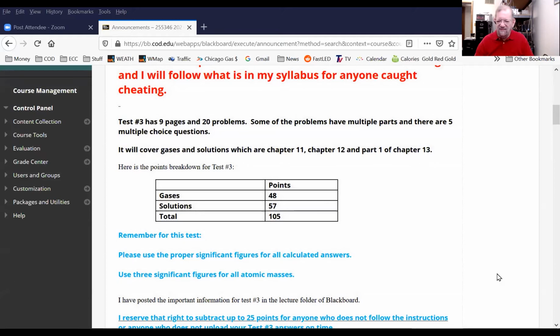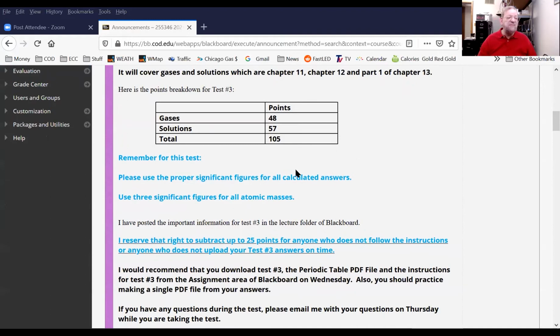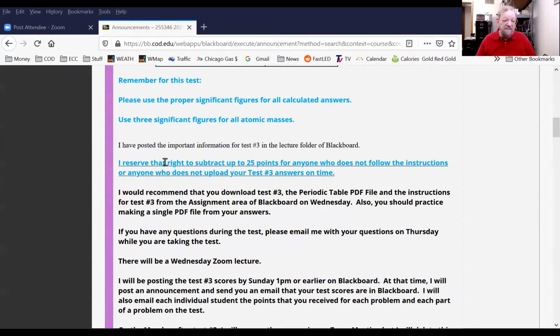Ooh, got a question or comment. Novin, you're welcome. And remember, as in test 1 and actually test 2, underneath your name, it will say, please use proper significant figures for all calculated answers. And I think I modified it. Now it says, please use 3 significant figures for all atomic masses. I've posted important information for test number 3 in the lecture folder of Blackboard. You don't have to memorize a lot of the formulas because I've stopped making students do that.